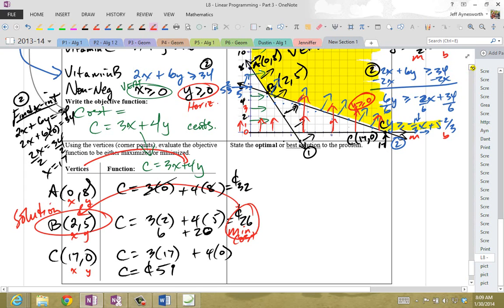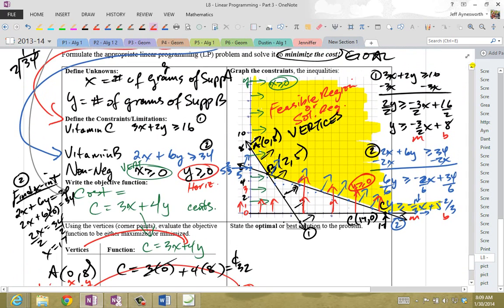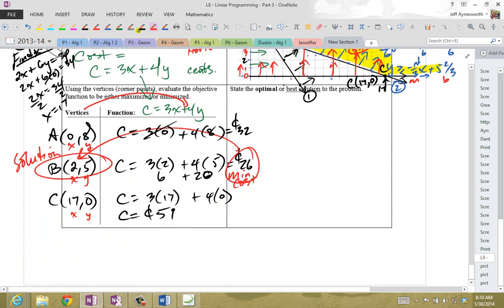So we've got to interpret the point. You go back up to the top and remember, what does x stand for? Look at your variables up here. x stands for what? Read it. Grams of supplement A. So x is grams of supplement A. y is grams of supplement B. When we interpret our solution, which we always have to do in a linear programming problem, what's our optimal solution? We need 2 grams of supplement A and 5 grams of supplement B to minimize the cost and still keep the minimum requirements of vitamin B and C.